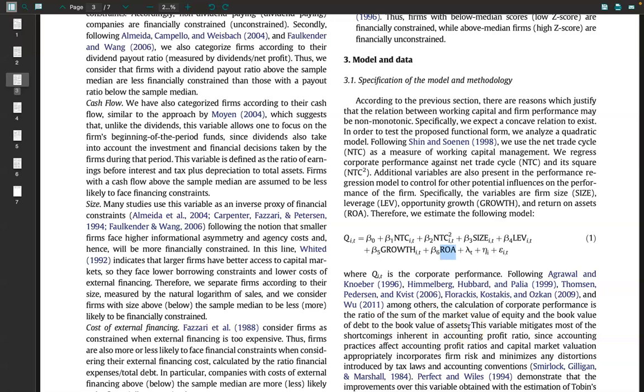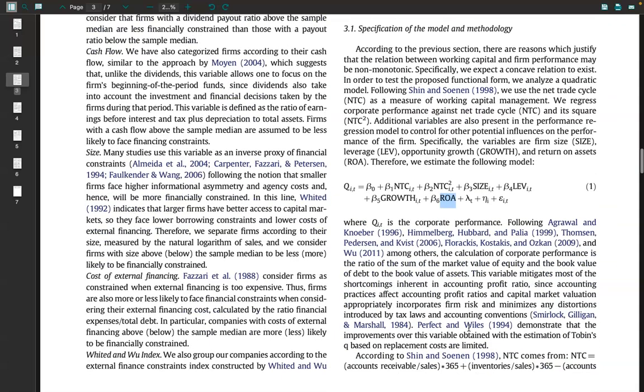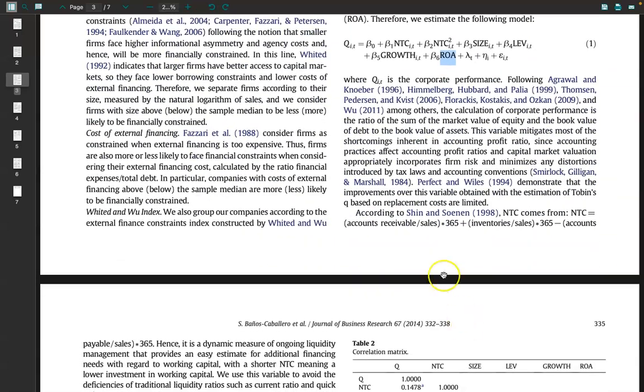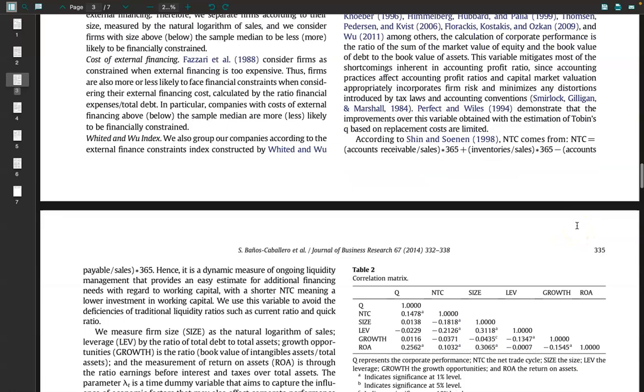Now, I will come to the NTC. Now, NTC formula is a bit different. Like accounts receivable divided by sales multiplied by 365, inventories divided by sales multiplied by 365 minus accounts payable divided by sales multiplied by 365.